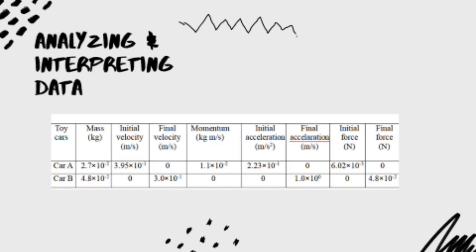This is our data. As you can see, for mass relationship, if car A has less mass than car B, car A is expected to rebound with a higher velocity, while car B moves slowly. Conversely, if car A has more mass than car B, car B will move away faster, while car A slows down significantly. This relationship between mass and motion is consistent with the principle of momentum and force.